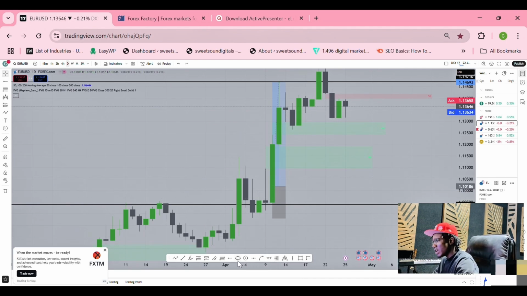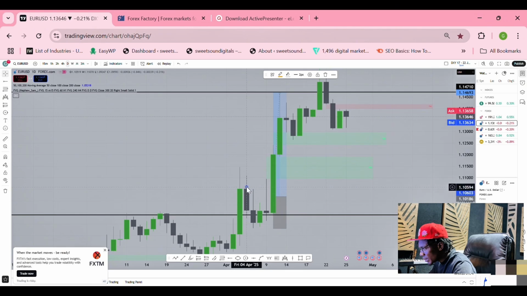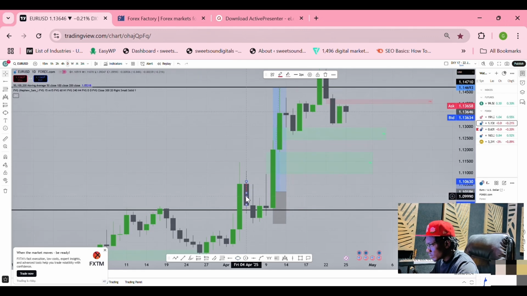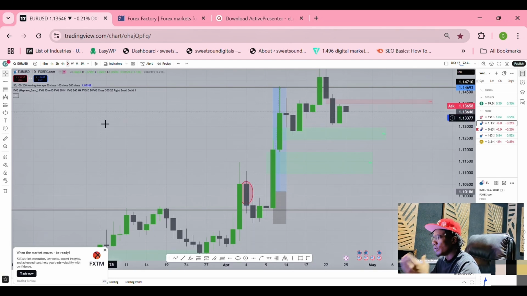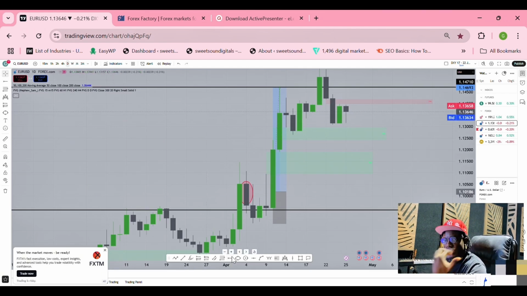Now let's identify our CRT candle. The CRT candle here would be this particular candle right here. This is our CRT candle. I told you, identify your CRT candle on a daily time frame and go to a 1 hour time frame or a 15 minutes time frame, and then you can catch the move.